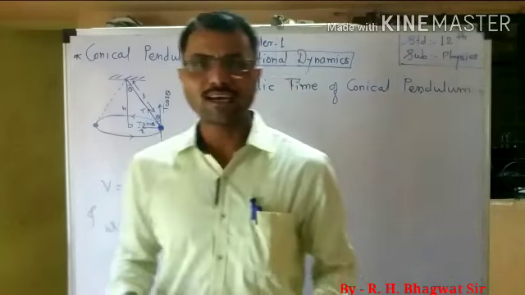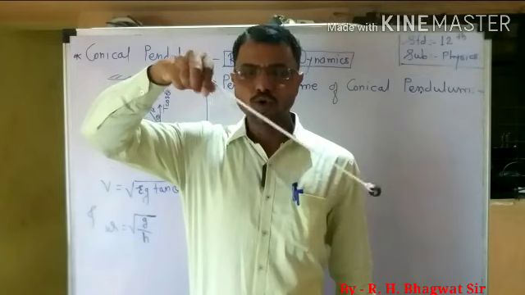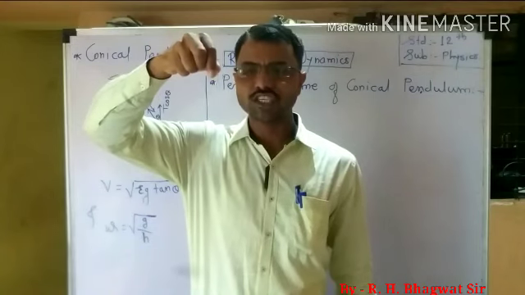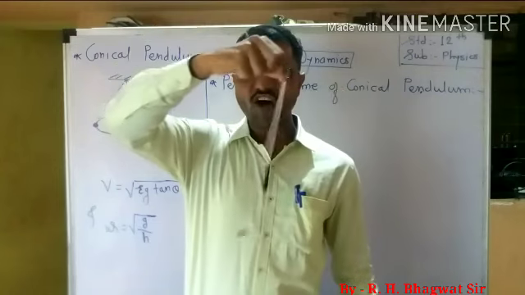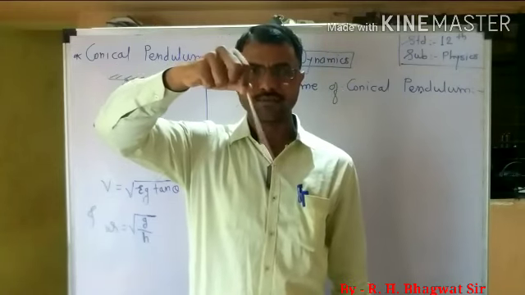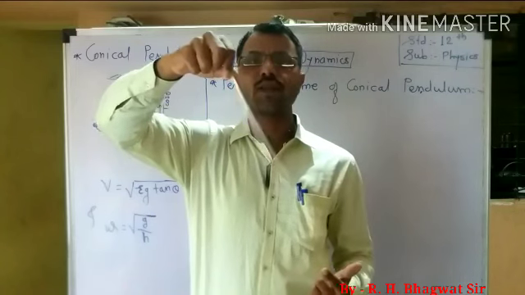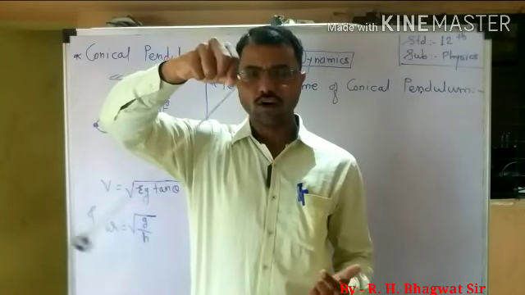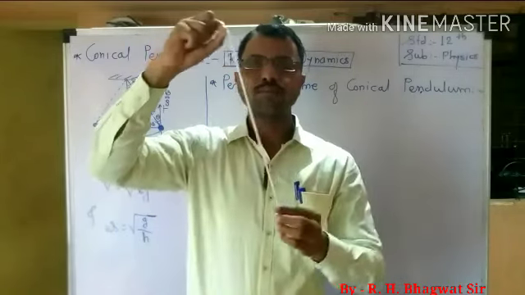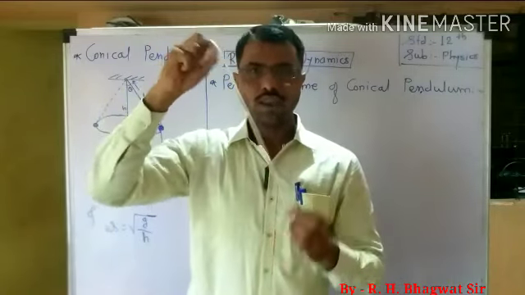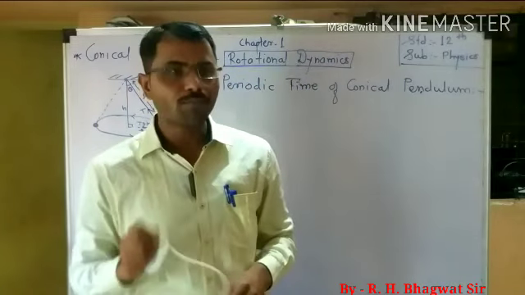Now, consider a simple pendulum like this. If motion is given to the simple pendulum such that the bob performs circular motion like this, the bob of this simple pendulum describes a circle, while the string describes a cone. That type of pendulum is called a conical pendulum.